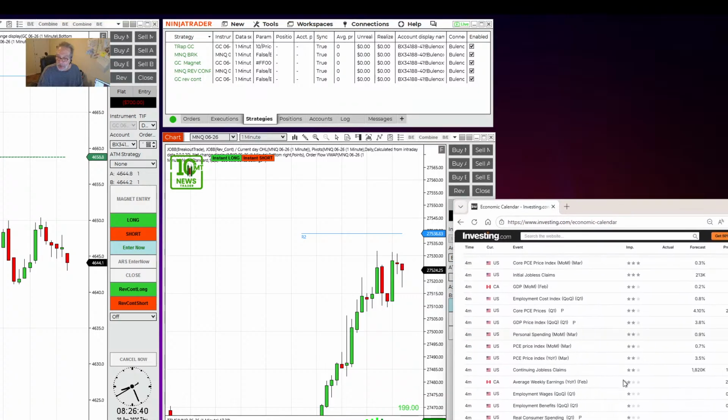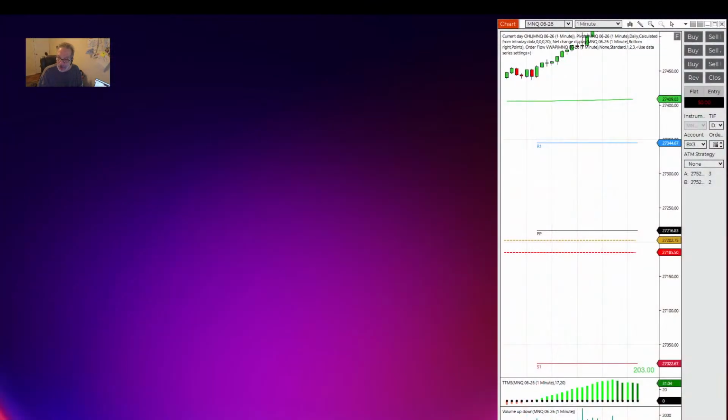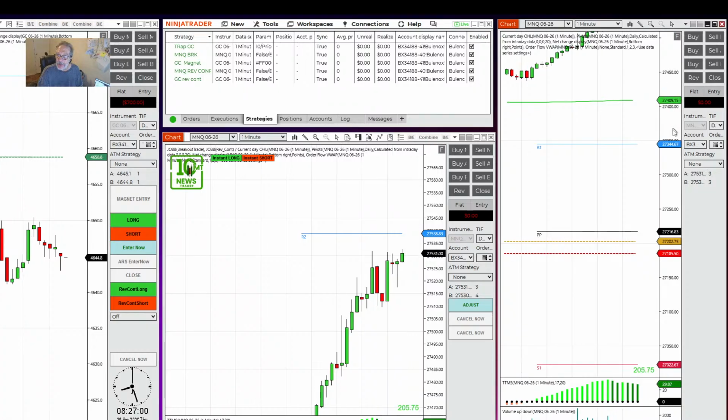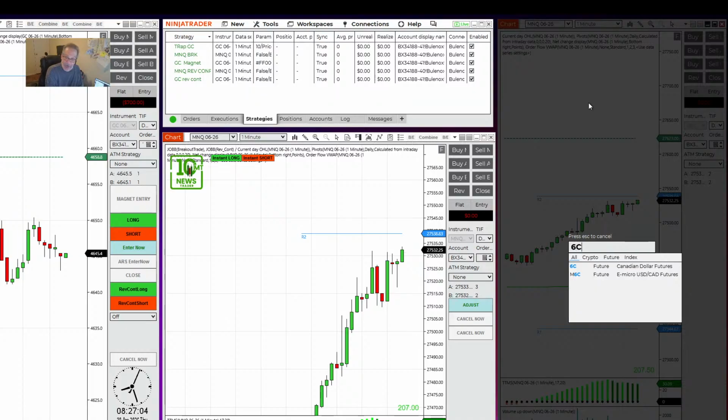Now look at all this news. This isn't even all of it. All of this. And we didn't even trade Canada GDP. There is a trade for Canada GDP. You can only do so much, right? You can only do so much, but we can watch Canada. It's a very small trade normally.